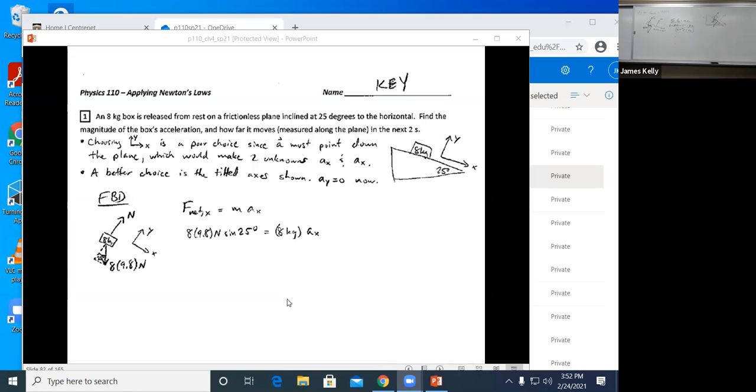And then what if I wanted to calculate how far it's moved? Let's suppose I release it from rest here. 2 seconds later, it's down there. How far has the front of the box moved down the plane? What kinematics equation can I apply to get directly to that answer? The second one. Is that the one with the t squared, the t, or the v squared? The t squared. Okay, I like that too. x is equal to x0 plus vx0 times t plus 1/2 ax t squared.